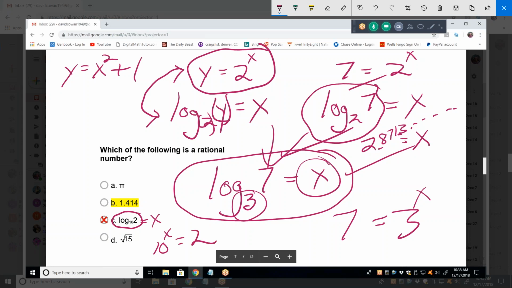Well, you can tell right away that there is no whole number where that is a true statement. 10 to the 1 is 10, 10 to the 2 is 100, 10 to the 3 is 1,000. So this has got to be some number between 0 and 1. But it's definitely irrational. In other words, if x is not a precise whole number, then it's irrational. And that's all you need to know for this problem. That's irrational, that's irrational, that's irrational. That's got to be rational.